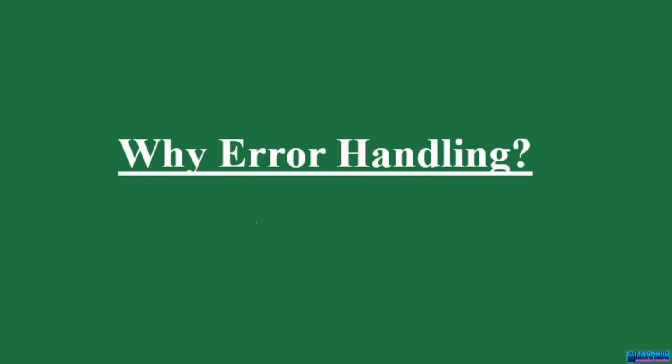Why error handling? Runtime errors can occur due to various reasons, such as invalid inputs, unexpected behavior, or external factors. Without proper error handling, these runtime errors can lead to program crashes and unreliable applications. The main goal of error handling is to anticipate potential issues and provide a fallback plan when something goes wrong.